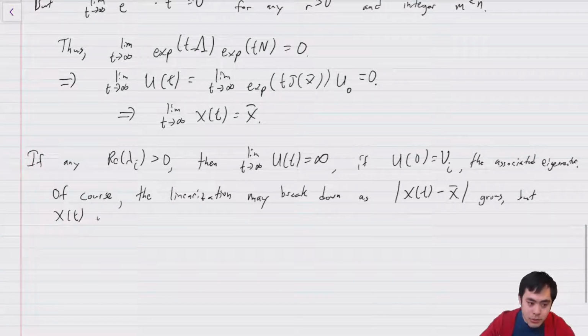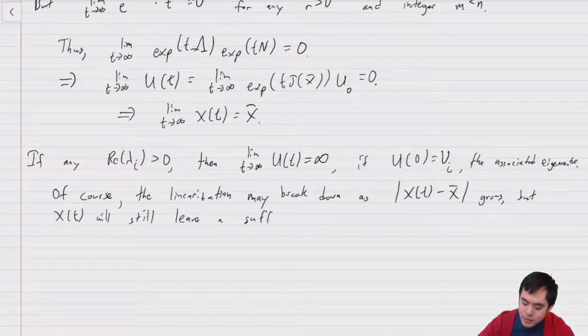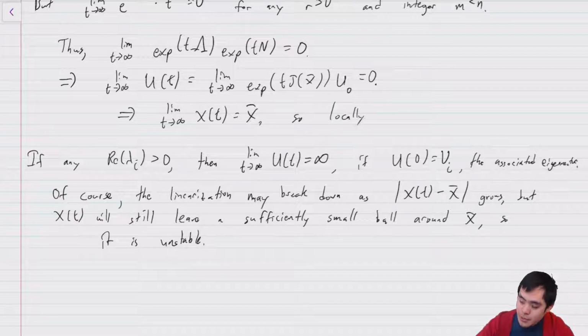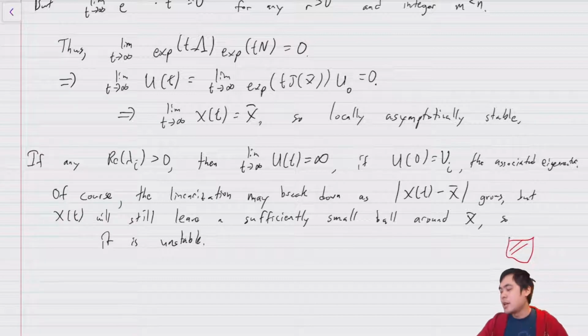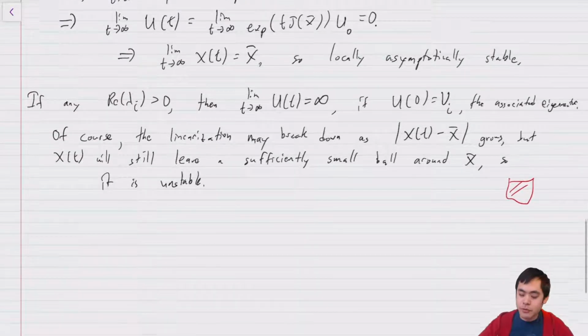But x of t will still exit a sufficiently small ball around x bar, so it is unstable. So, locally asymptotically stable in the case where all your real parts are less than 0. Okay, so that completes the proof sketch. I went over some of the key steps a little bit quickly, but hopefully you can go back and verify them all more carefully.